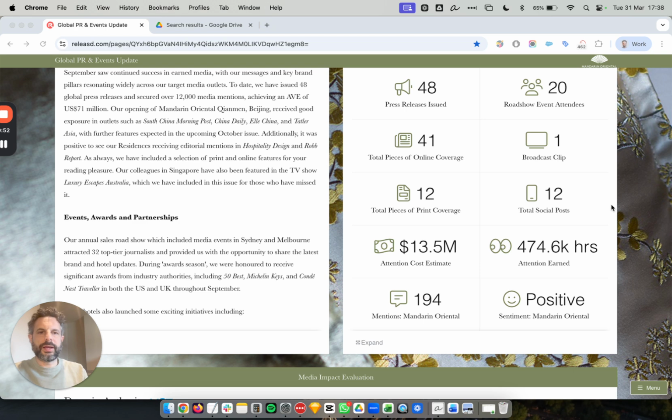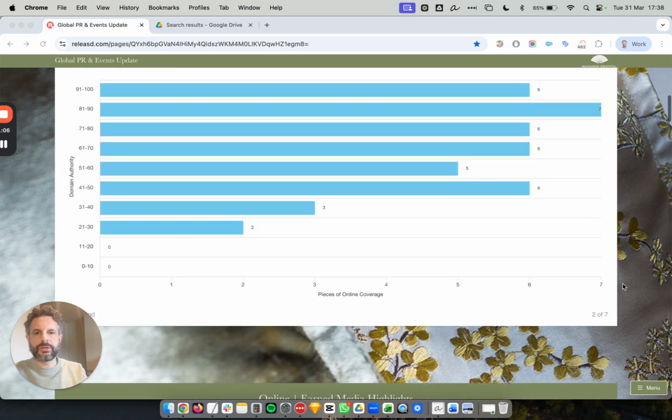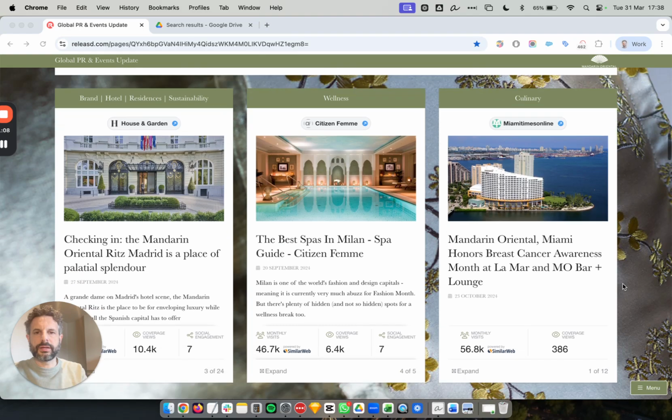So let's talk about attention earned first. Attention earned is the number of hours of focused attention that all of the online coverage in this report has achieved. So you can see here that the client has added lots of online coverage.